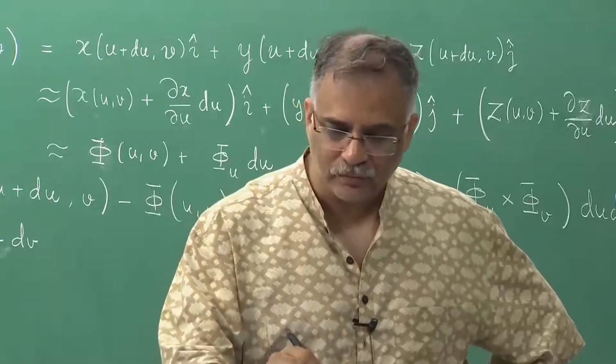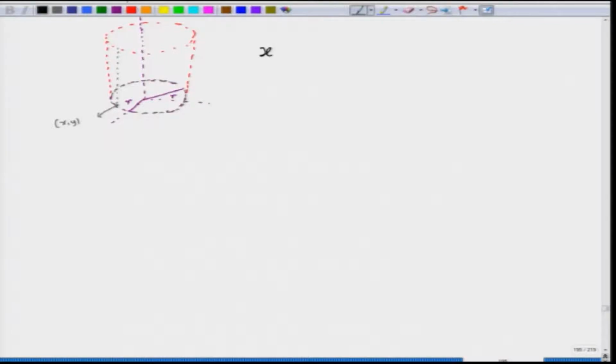Here x is equal to r cos theta, y is equal to r sin theta, and z is equal to z. So, here my parameters are r, theta. Here my parameters are theta and z, because r here is fixed.